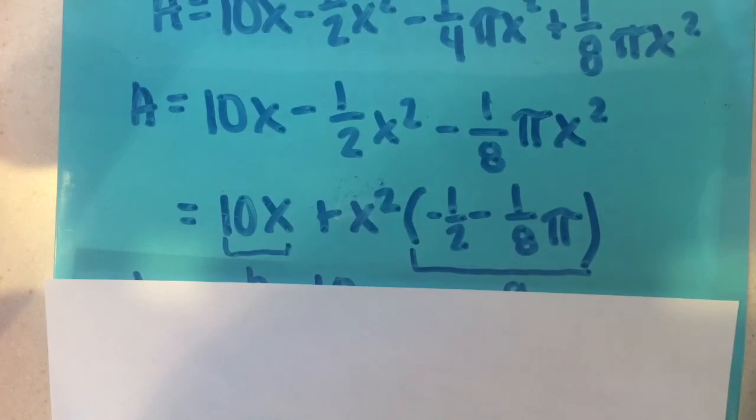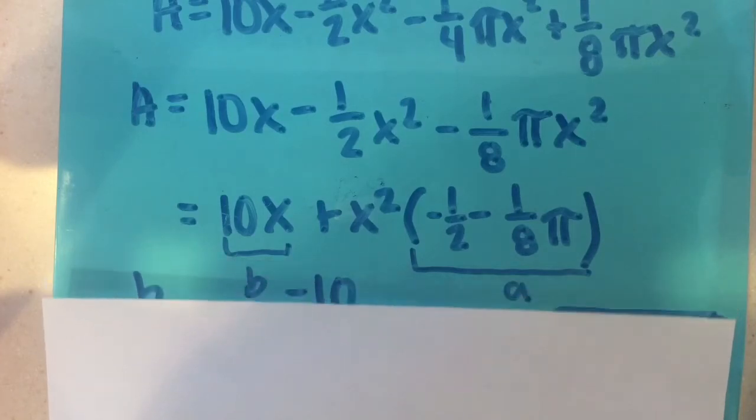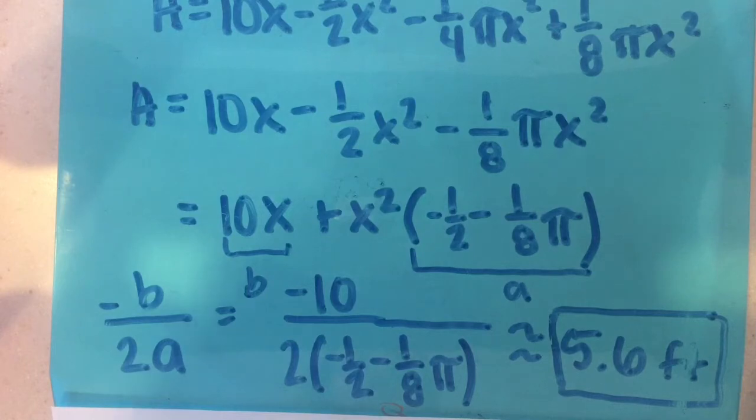the formula for the vertex is going to be negative b over 2a. Our b term is going to be the 10x, and our a term is going to be the inside of the parentheses, so negative 1/2 minus 1/8 pi. And we're going to plug that into the equation, negative b over 2a, which will give us the equation negative 10 divided by 2 times negative 1/2 minus 1/8 pi. And when you plug that equation into the calculator, you will get your final answer of 5.660 feet, which is going to be the width that gives the maximum area of your Norman window.